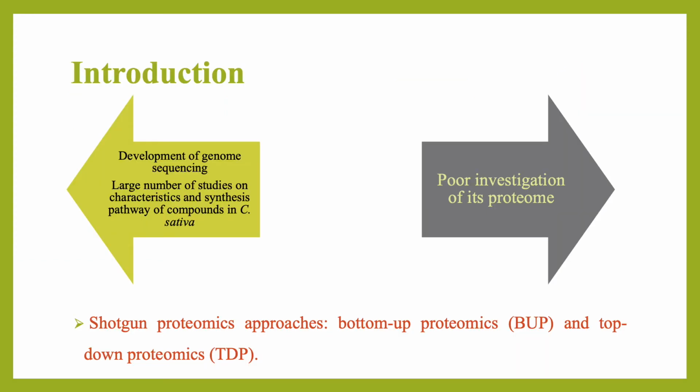Although the genome sequencing has been significantly developed and many studies on the characteristic and synthesis pathway of many compounds in cannabis sativa have been done recently, the proteome of this species is still poorly investigated. Normally, the proteome can be studied by shotgun proteomics, which are divided into bottom-up proteomics and top-down proteomics.